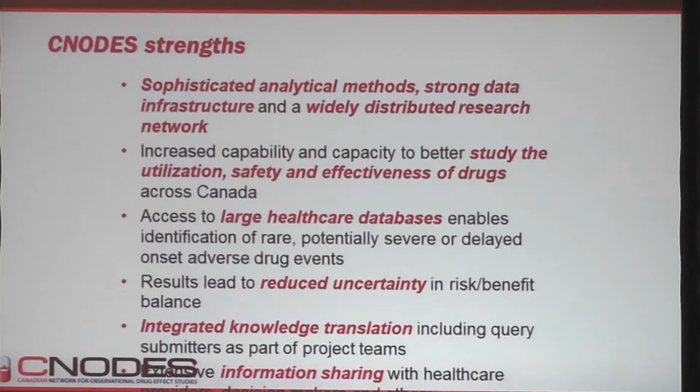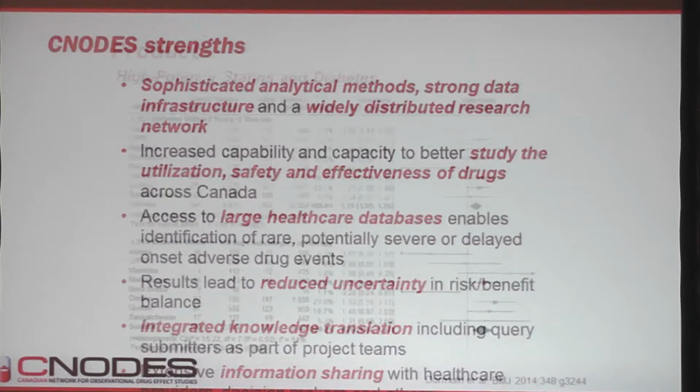So the strengths of CNodes are sophisticated analytic methods, where because we're working in a slightly less structured environment, we can develop and use whatever methods we want on our problems. We have a strong data infrastructure. The Canadian administrative claims data are long-standing, established, very solid databases, and a widely distributed research network. I'll skip along most of these, other than to say this last one here is relevant to today's conversation. We've reduced uncertainty about the risk-benefit balance.